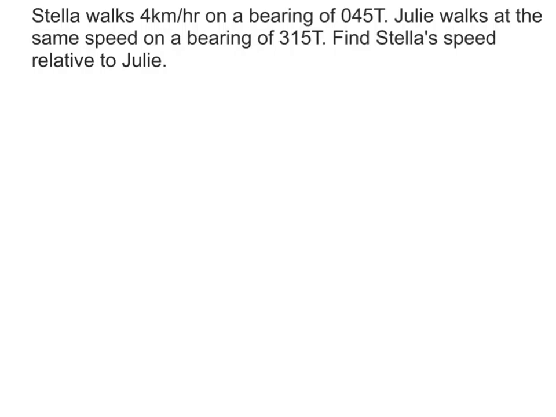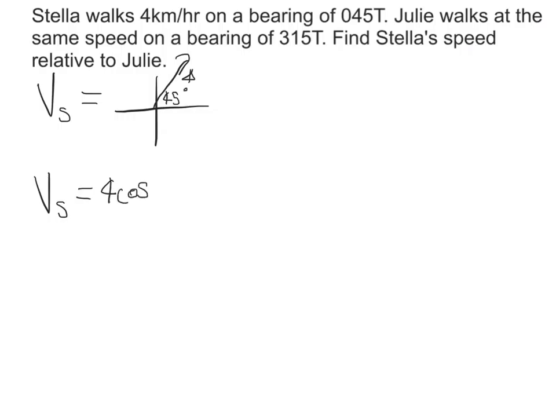So the velocity of Stella, so Vs, is going to look like this. 45 degrees true, so up here, and 4 kilometers per hour, so that's the magnitude, and we've got 45 degrees in there. So the vector for Stella's velocity is going to equal 4 cos 45 degrees I plus 4 sine 45 degrees J.